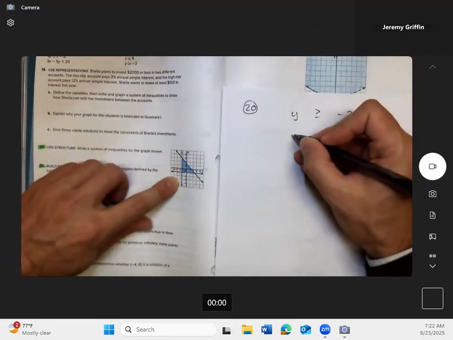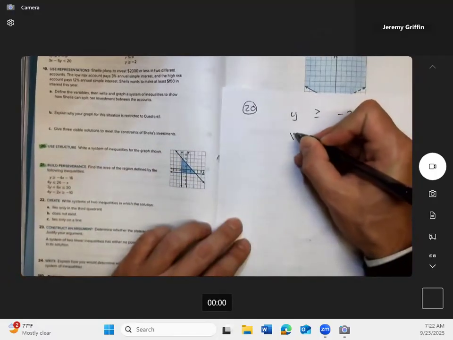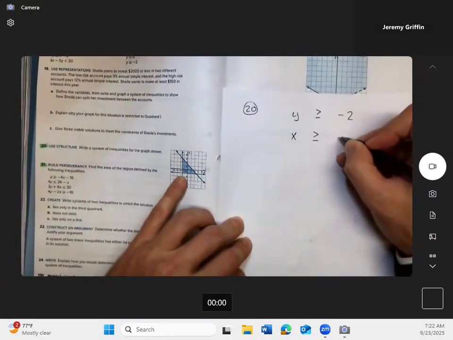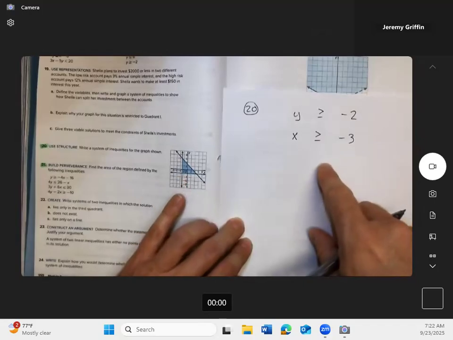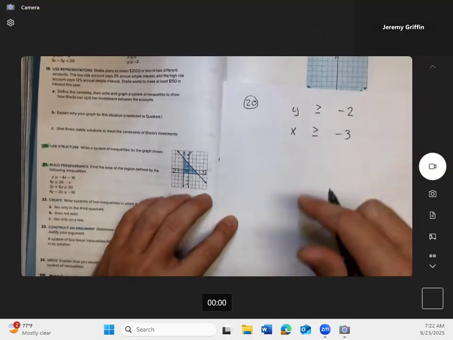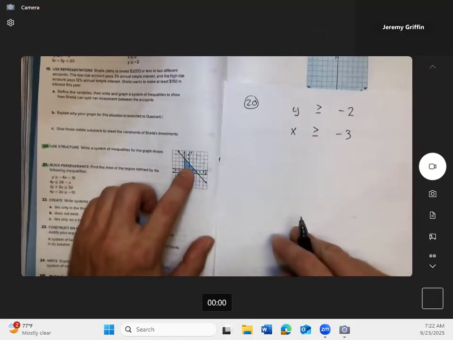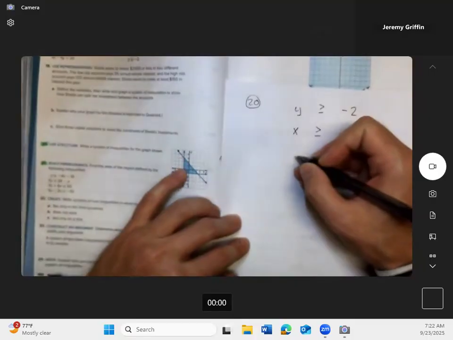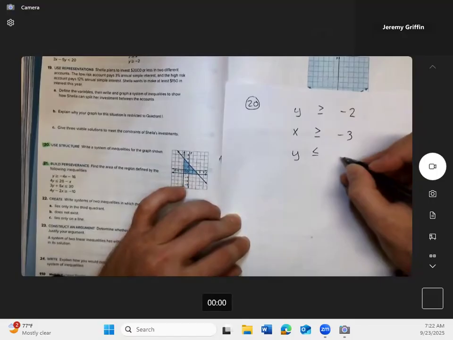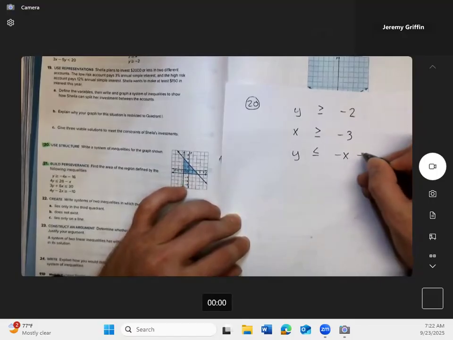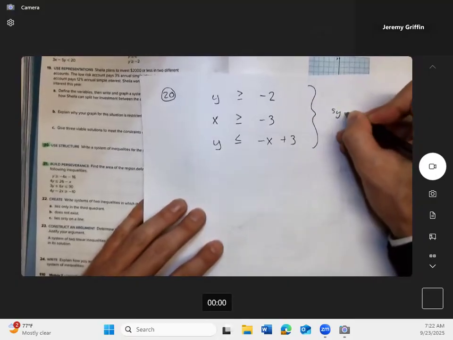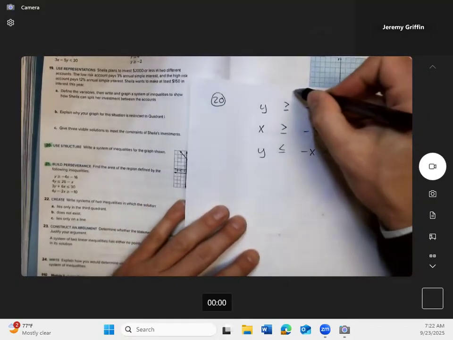Well, that's like an x type equation. And it has to be to the right of that, so x has to be greater than or equal to, this looks like -3. Is that its coordinate? Okay. So there's the horizontal line, there's the vertical line, and then there's this diagonal. That has a slope of -1 and an intercept at 3, and it has to be less than or equal to that. So say y is less than or equal to negative x plus 3. I think that should be the answer right there. So this should be my system right here. That should do it.